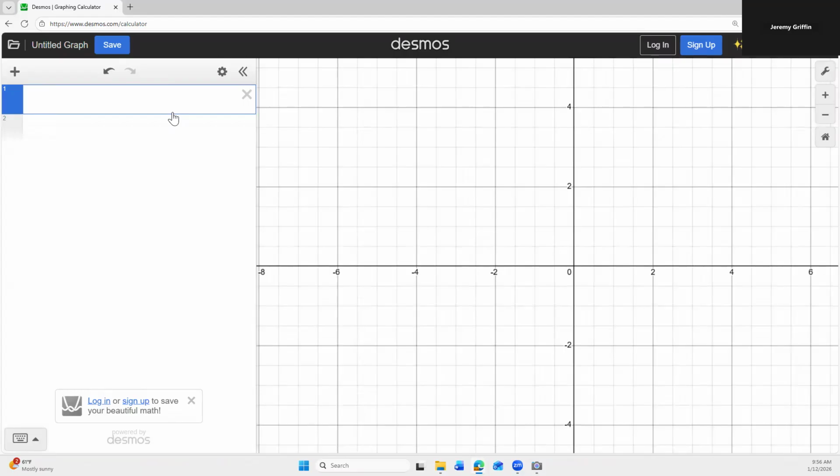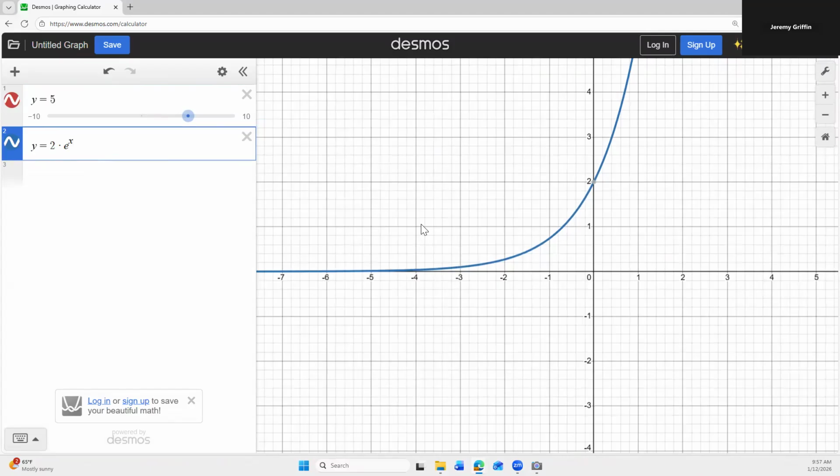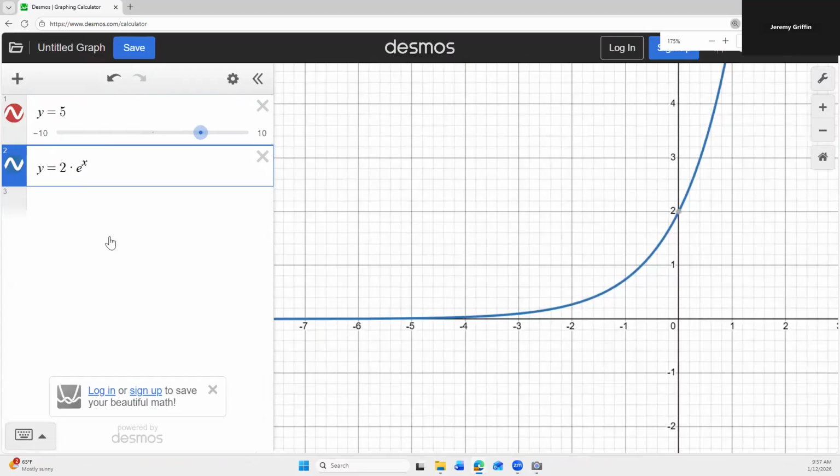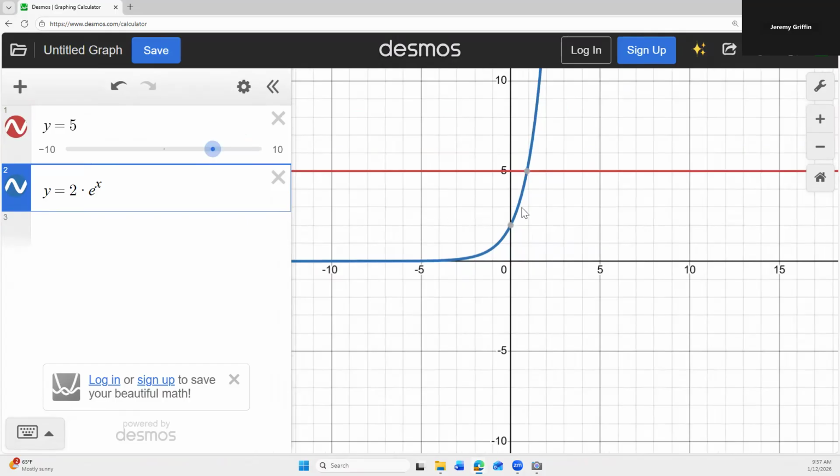So he said 5 equals 2e to the x. So I can say y equals 5, and then y equals 2 times e to the power of x. Now Desmos knows what e is, because it's a very special number in math. Okay, there you go. It looks a little better. And the answer is just wherever the two curves cross.